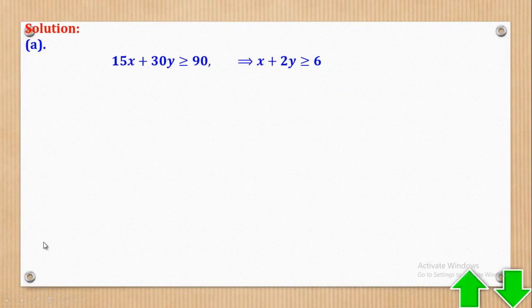Next we can reduce. When I reduce, I can divide throughout by 15. If I divide 15 by 15, I'll come up with x with 1. So 30 by 15 it will be 2, then 90 by 15 it will be 6. So that is one inequality. Next is that x is greater than y. So how does that come about?